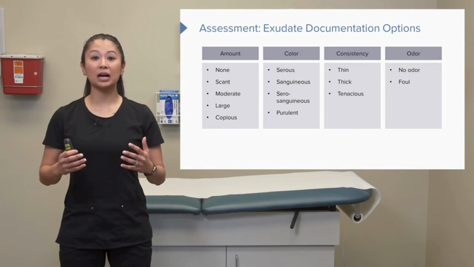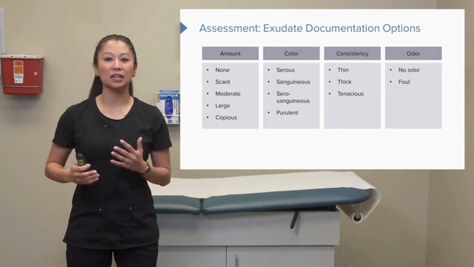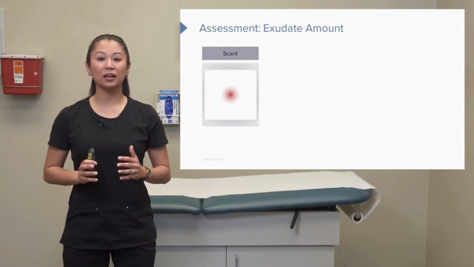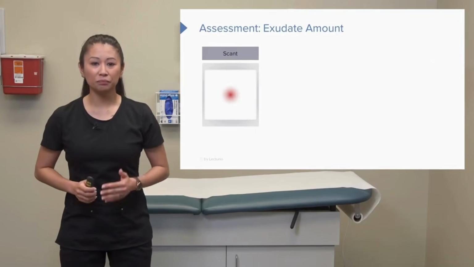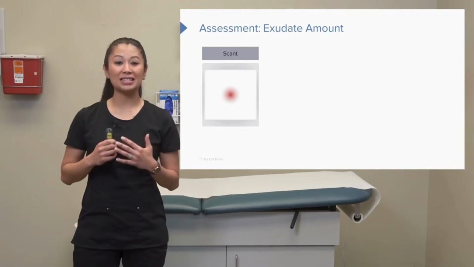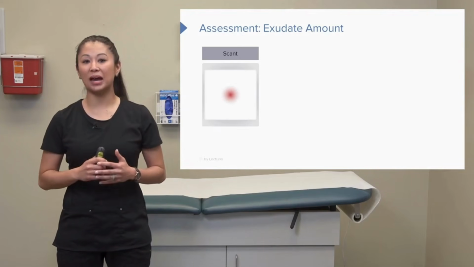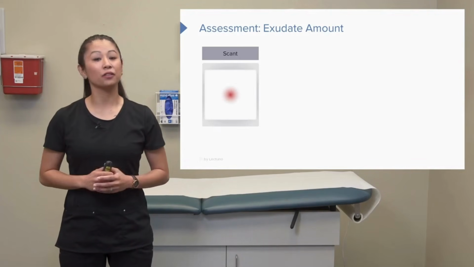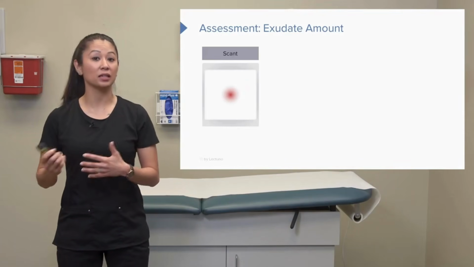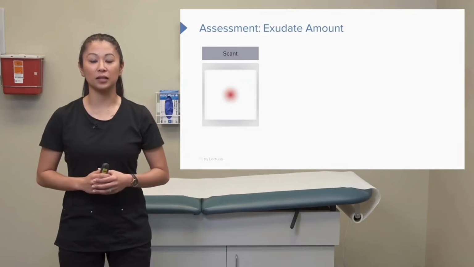Now the next few slides, we're going to discuss each one of these options and show you more examples. So let's take a look at the exudate amount again. You see here, this is called scant, meaning there is a tiny amount as you see on this gauze pad. Typically, this is nothing for us to worry about as a nurse. Something we'll keep an eye on to see if it gets any worse when we're looking at a wound dressing.